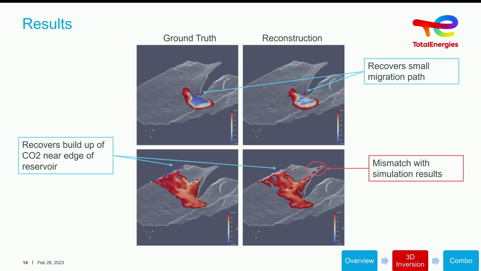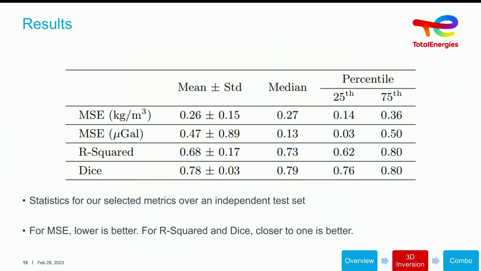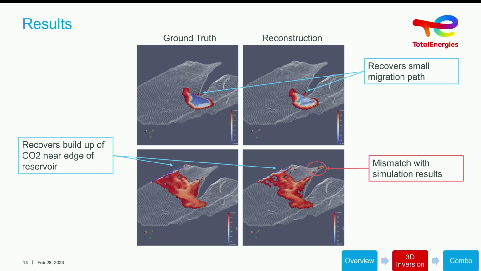And we're seeing some good behavior here, especially on this top one. We're starting to capture some of this detail in the middle, and even capturing the small migration path that we're seeing going up this part of the reservoir. For the bottom one, we're actually capturing this buildup of CO2 along the reservoir edge. But we do have some mismatch shown right here between the simulation and the actual prediction.